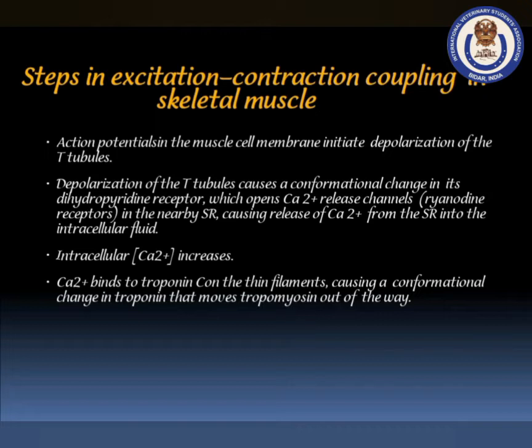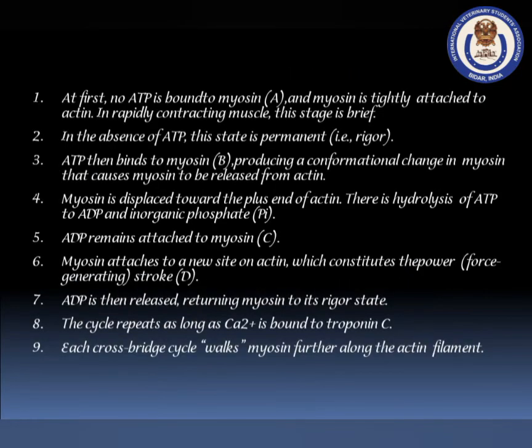The arrival of an action potential at the sarcoplasmic reticulum causes release of calcium down the concentration gradient. Release of calcium causes conformational change to affect contraction as the action potential passes. Calcium is pumped again into the sarcoplasmic reticulum and relaxation happens. This is known as excitation contraction coupling. At first, no ATP is bound to myosin and myosin is tightly attached to the actin in rapidly contracting muscle.